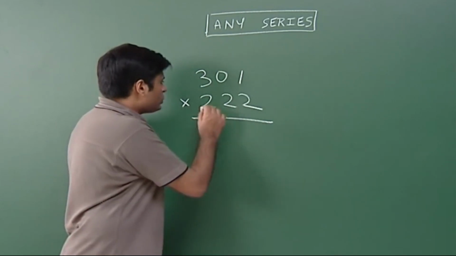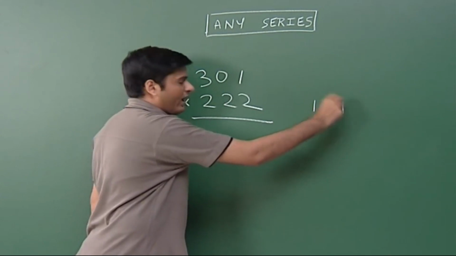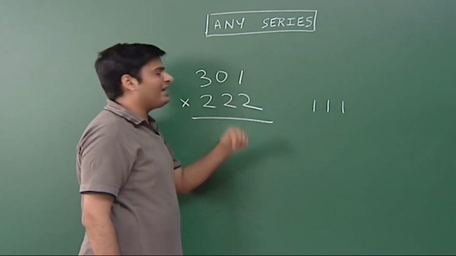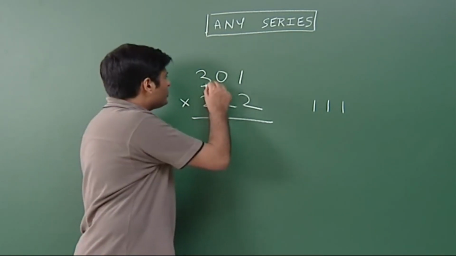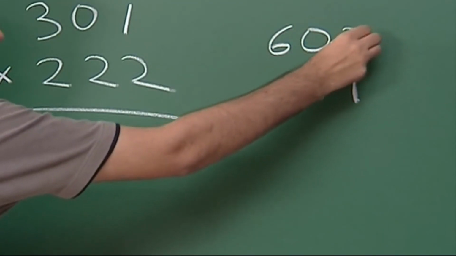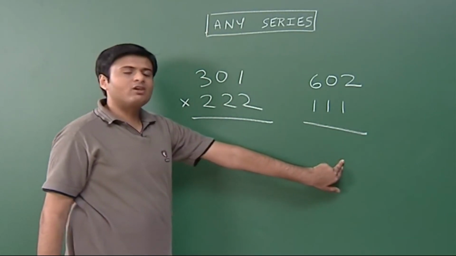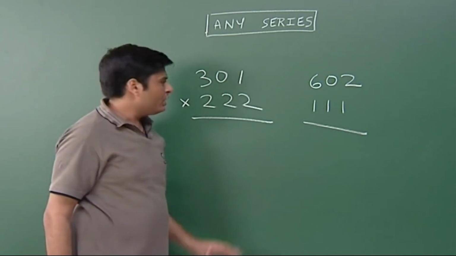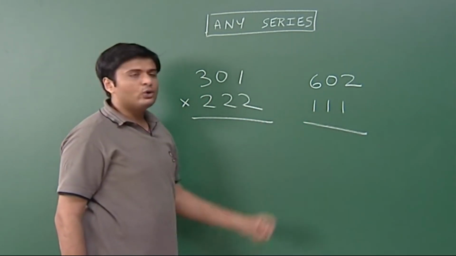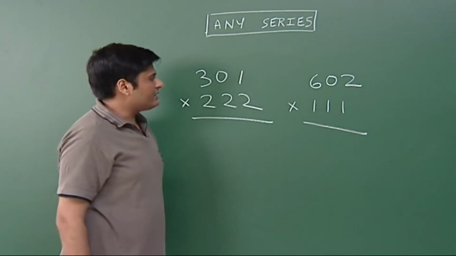See, 2 divided by 2 will give me 1, 1, 1. Here I am dividing by 2, so in reciprocative I have to multiply this number by 2. So 301 into 2 will become 602. And the answer of this question will be the same as the answer of this question. So don't worry about this question, let us just do this one, because we already know how to multiply numbers with a series of 1. Let us see the answer.